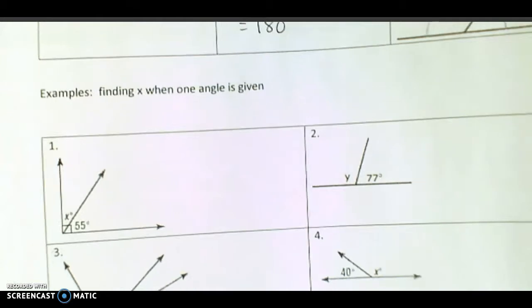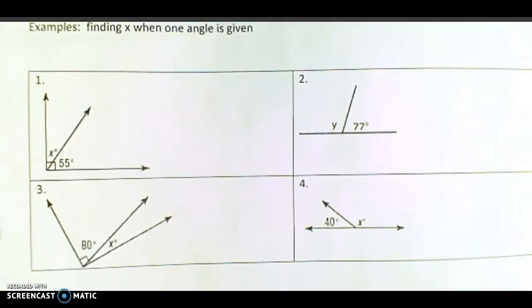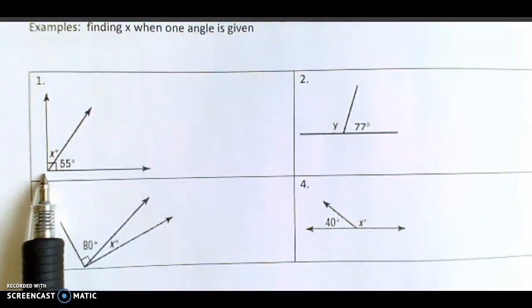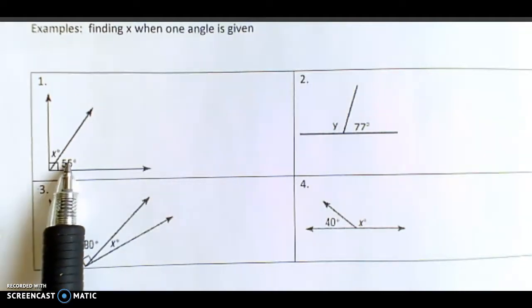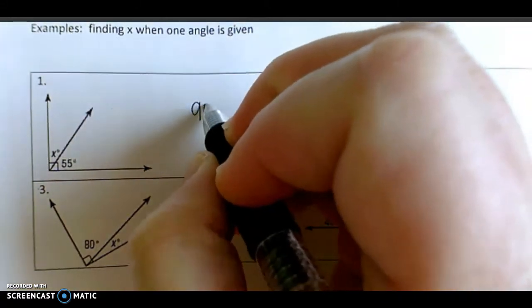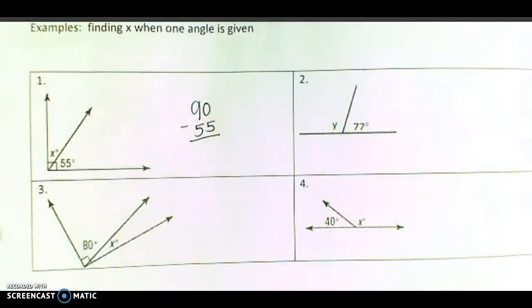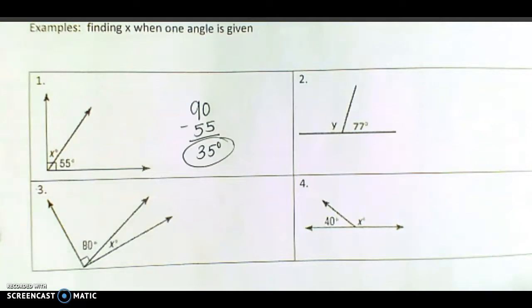So let's look at some examples. Here are 4 examples where I just need to find the missing angle. For number 1, first of all, you need to realize that these are complementary. I see the box. I know that those two add up to equal 90. So if I need to find x, I can just take 90 and subtract 55, and you get 35 degrees. So 35 degrees is what you're looking for.